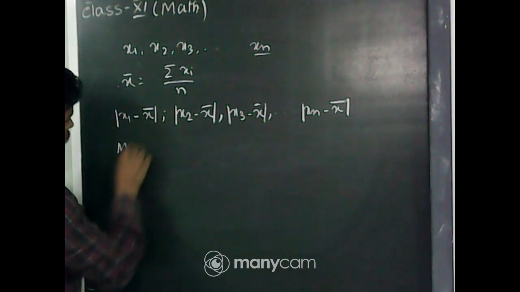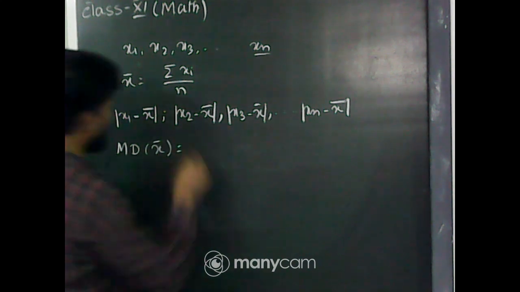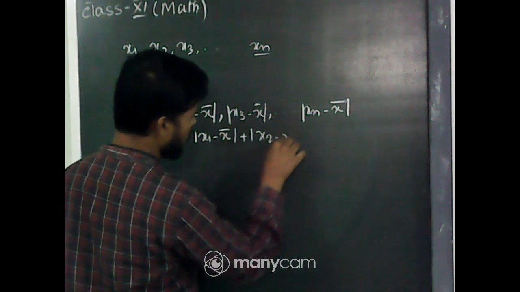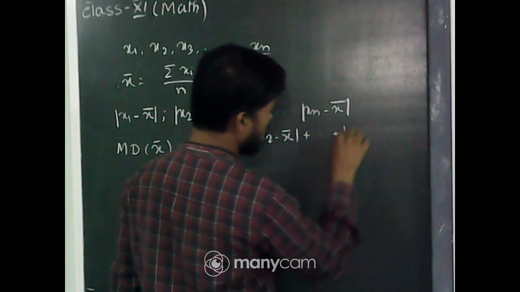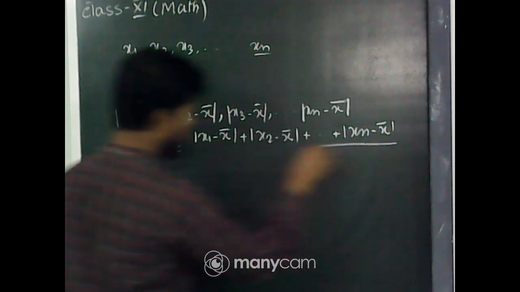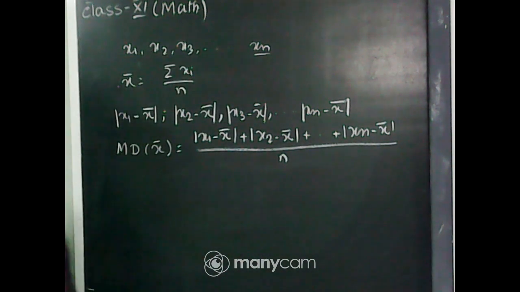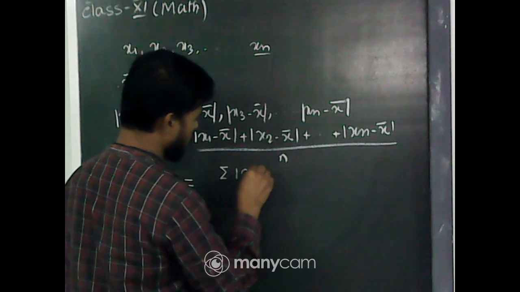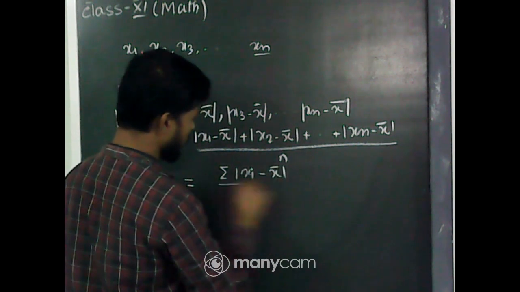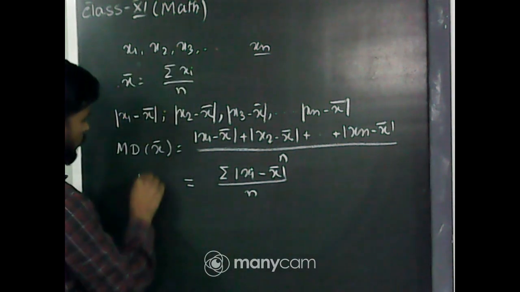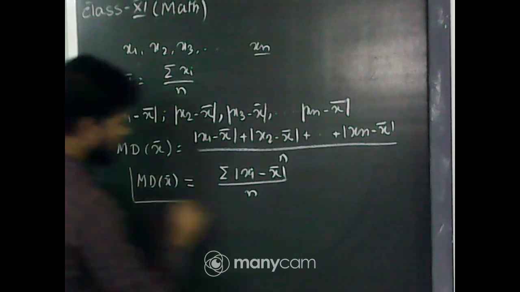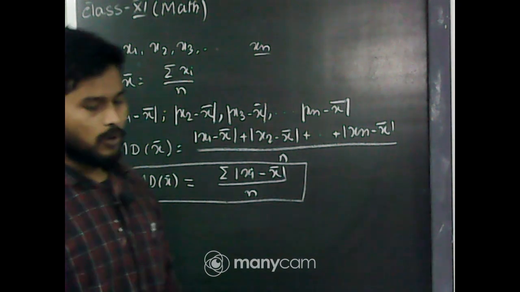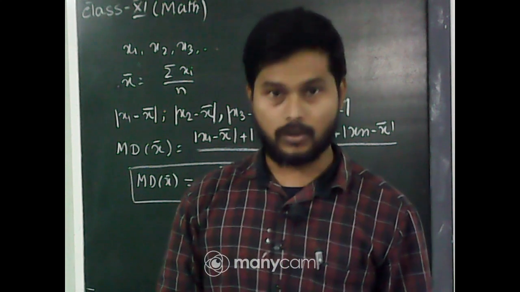So the mean deviation about the point x bar is the sum of all these values, mod of x1 minus x bar plus mod of x2 minus x bar plus dot dot dot plus mod of xn minus x bar, divided by the total number of data, that is equal to n. In summation form we can write summation of mod of xi minus x bar divided by n. This is the formula to find the mean deviation about the mean of a given ungrouped discrete data. Hope you understood.